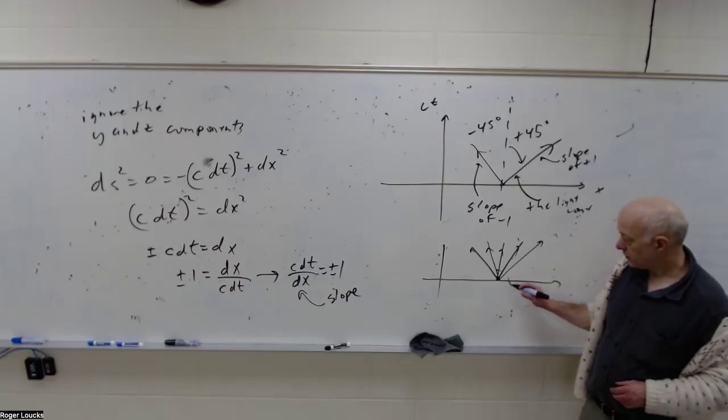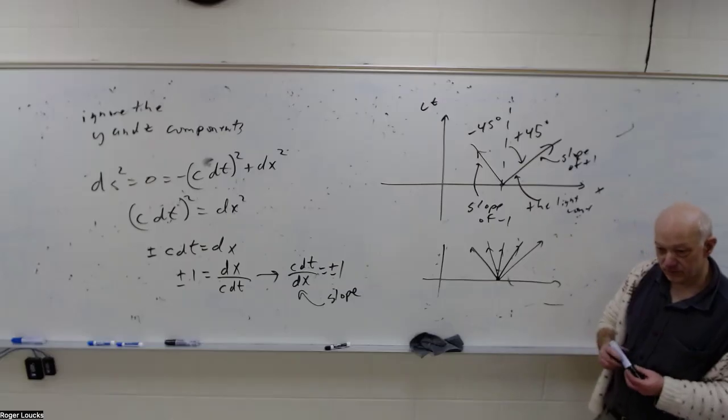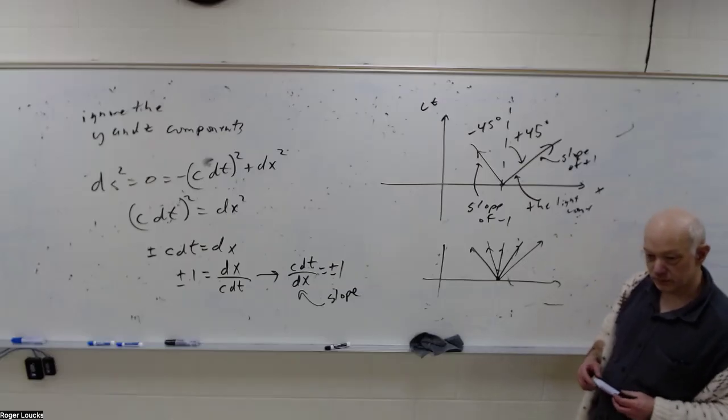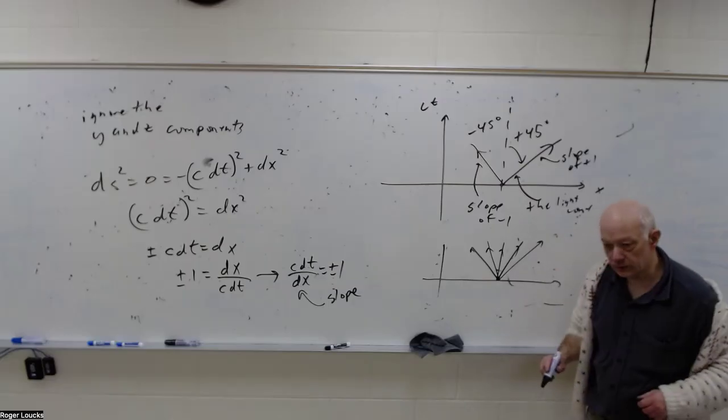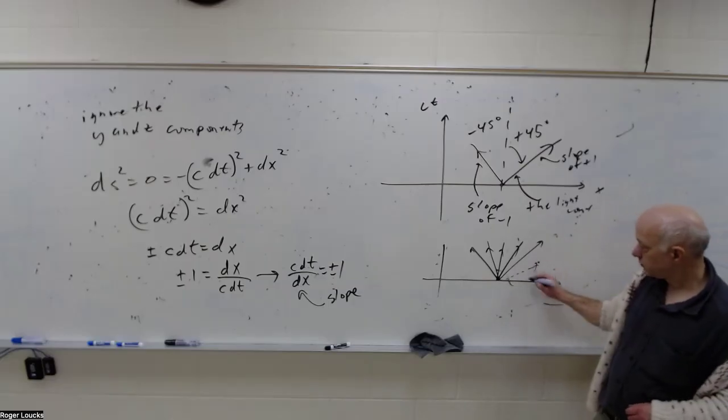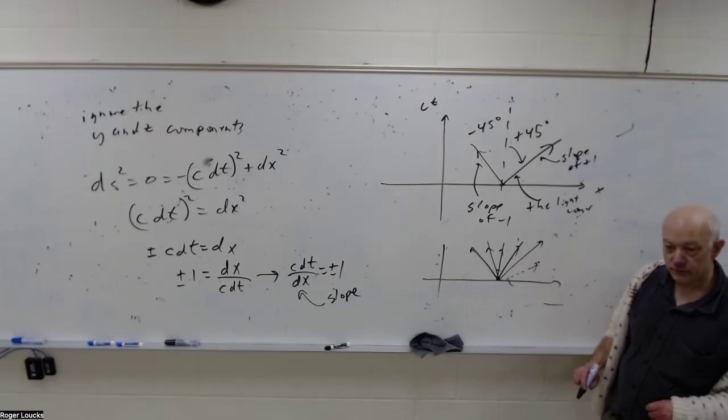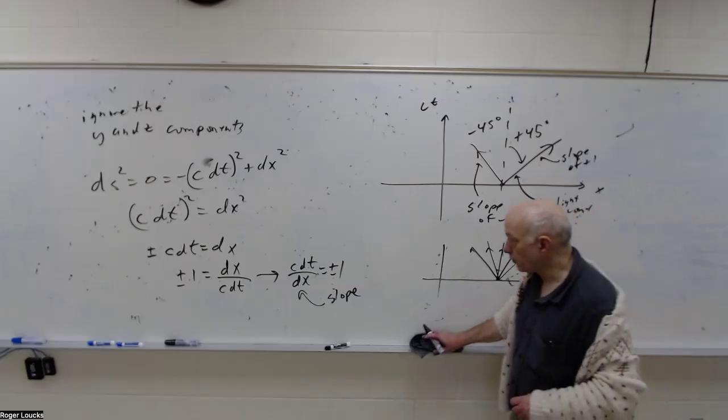Just want to ask a simple question. What happens if you go past 45 degrees? If you're over here, what do you do? You have a velocity faster than the speed of light, exceeding the speed of light. And this is going to become important for us.